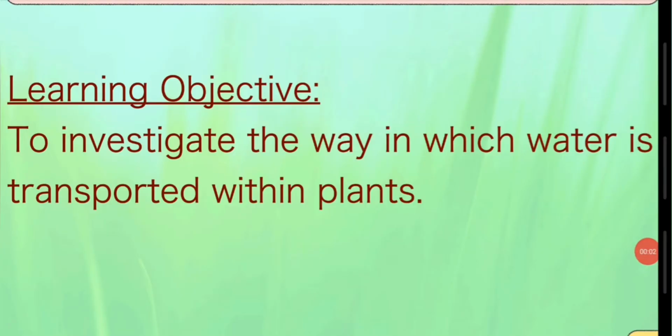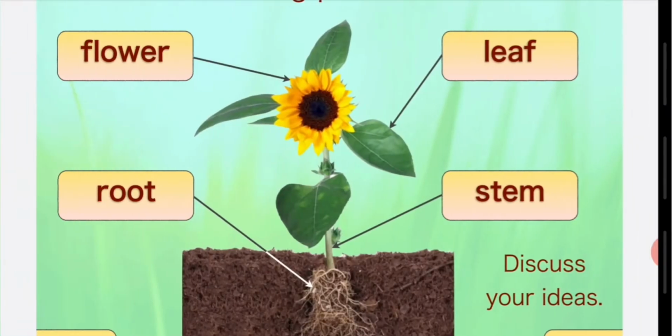So our learning objective today is to investigate the way in which water is transported within plants. So remember that transported means moved. So we're looking at how water moves through the plant to the different parts that it needs to get to. Let's just remind ourselves of the different parts of the plant before we continue. So we've got the root, which is underground, and you know now that that is used to absorb the water from the soil, to bring the water into the plant from the soil. And it's also used to anchor the plant in place so that it doesn't fall over.